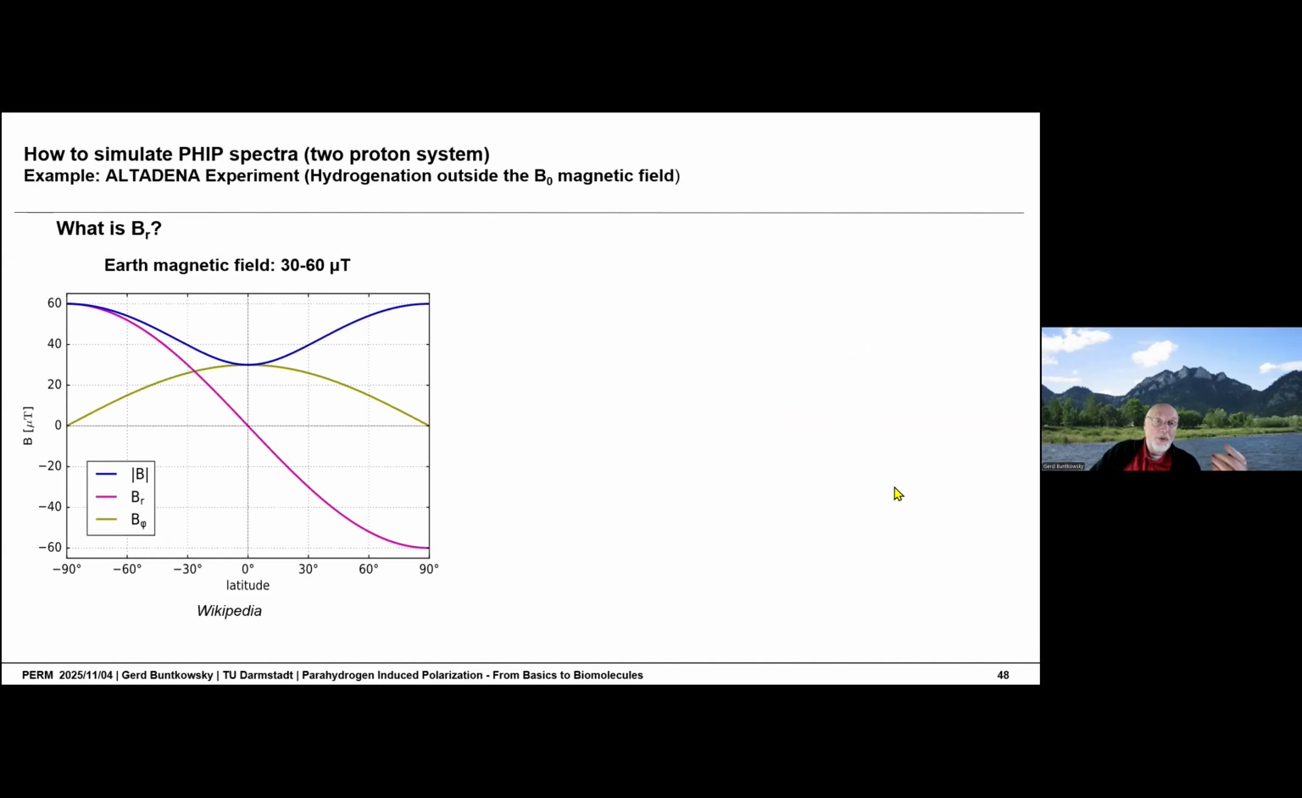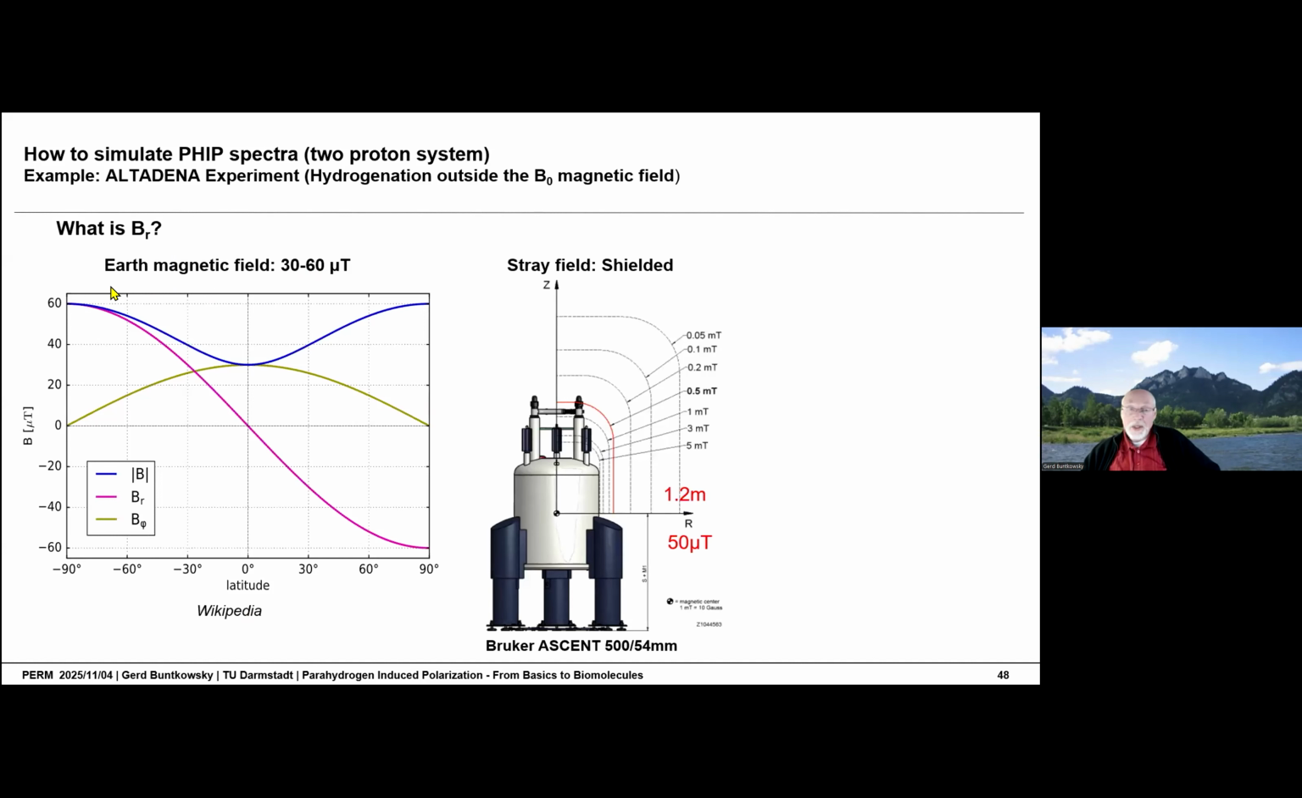First, now the question, of course, is what is the reaction field? The answer is it depends a bit where you are. So this is just taken from Wikipedia. This is the strength of the Earth's magnetic field for different locations on the Earth. And you see typically the average value is something between 30 and 60 microtesla. So it's definitely not zero. Then it depends a bit on the lab where you are. When you have a shielded magnet which is close, then at a distance of about 1.2 meters, you also have a field of about 50 microtesla, which is on the same order as the Earth's magnetic field.